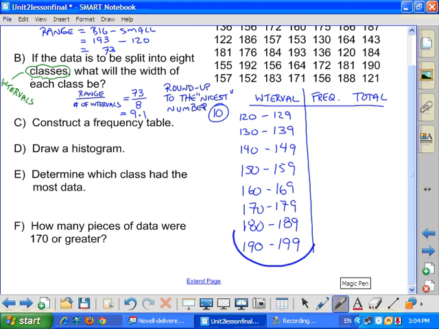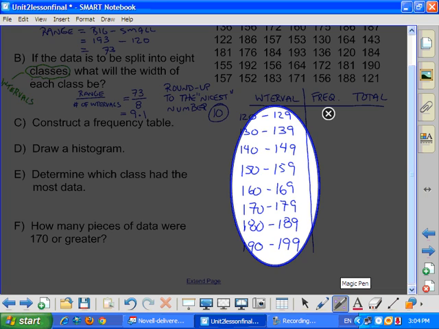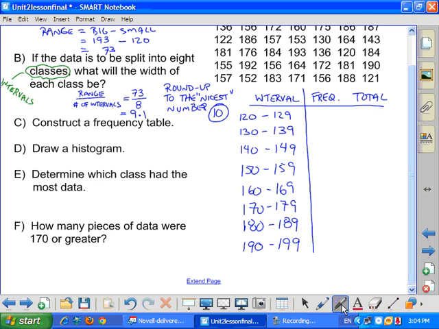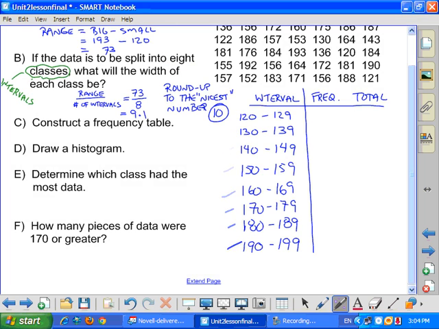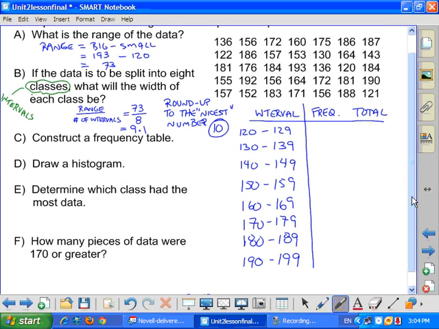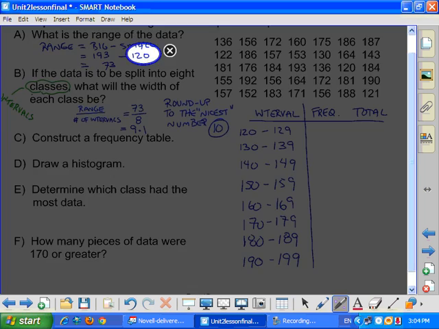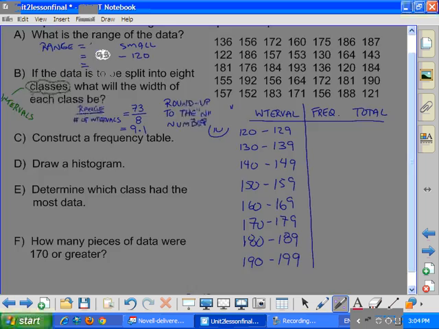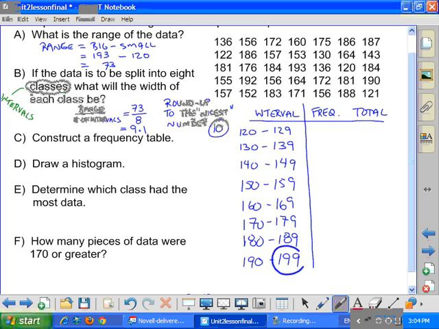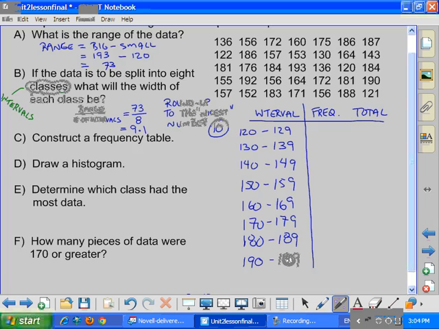So here, how do I know I did it right? How many intervals do I have? 1, 2, 3, 4, 5, 6, 7, 8. That's what they wanted. They wanted me to split it into 8 classes. So that's good. What's my smallest piece of data? 120, which is the first part of my first interval. The biggest, 193, is less than 199, so I'm all ready to go.